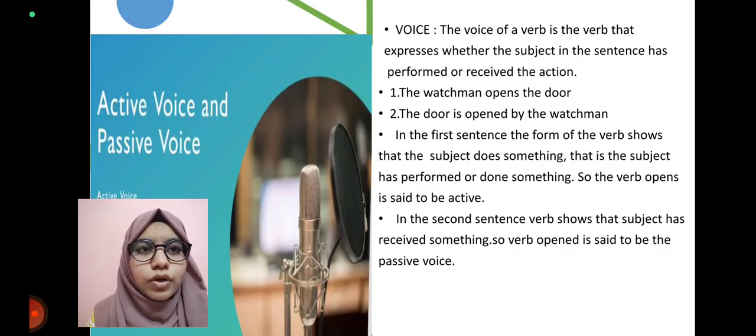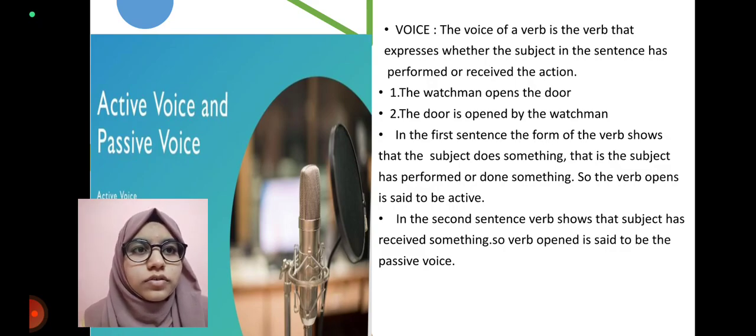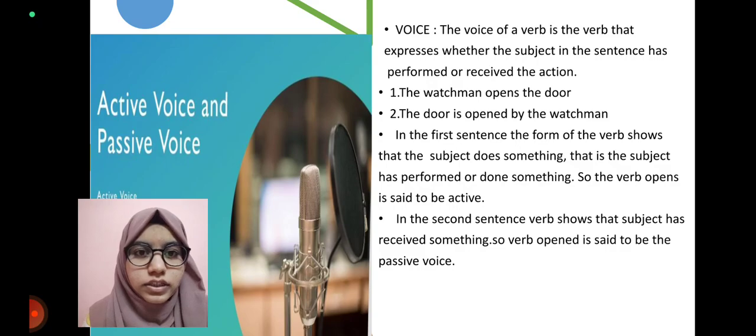Now first I'm going to explain about the voice. What is meant by voice? The voice of a verb expresses whether the subject in a sentence has performed or received the action. For example, the watchman opens the door. The door is opened by the watchman.